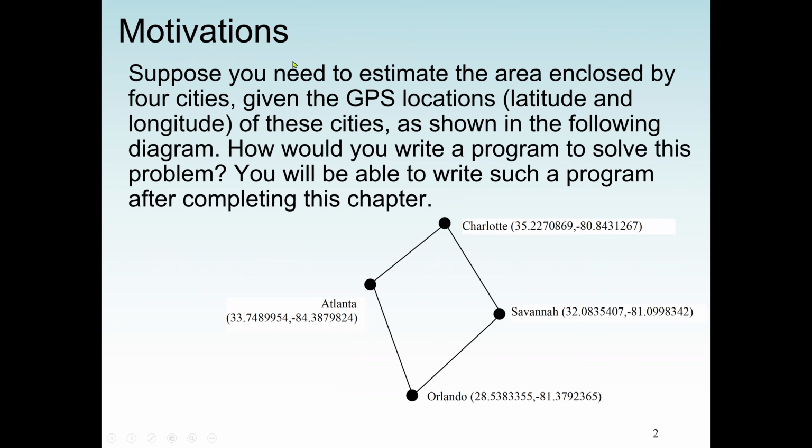So this is one of the motivations for this chapter. For example, suppose we need to estimate the area enclosed by 4 cities, given the GPS locations of these 4 cities. Atlanta has its own coordinate, Orlando, Savannah, and Charlotte. Now, how will you write a program to solve this problem? You will be able to write such a program after you complete this chapter. Again, this program will be dealing with mathematical functions. We are finding the area enclosed by these 4 cities.